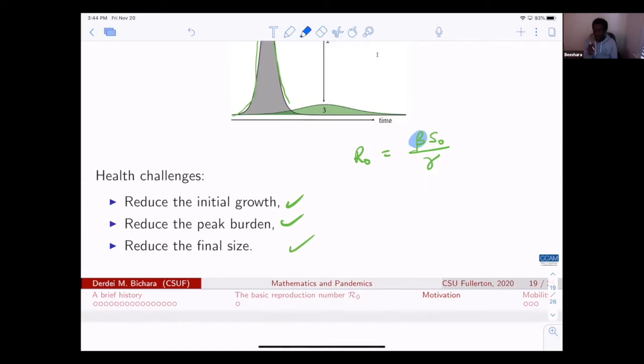So one thing that goes into beta is the contact rate. If we reduce our contact with other people, we're reducing our risk of infection. Okay. So we can do it by ourselves, or it can be government imposed. I mean, the government has control over it. Not all of it, but a good effect on it.